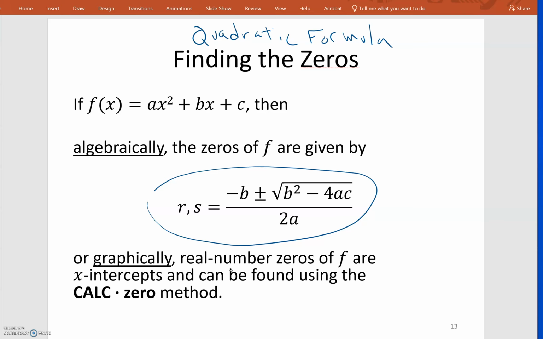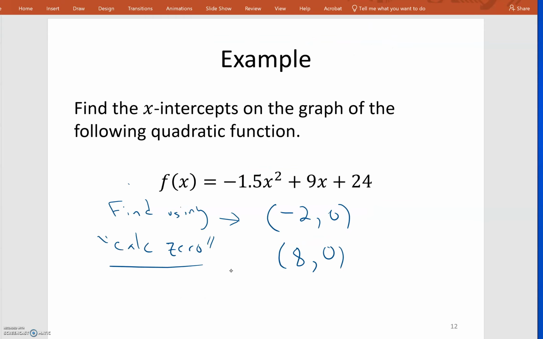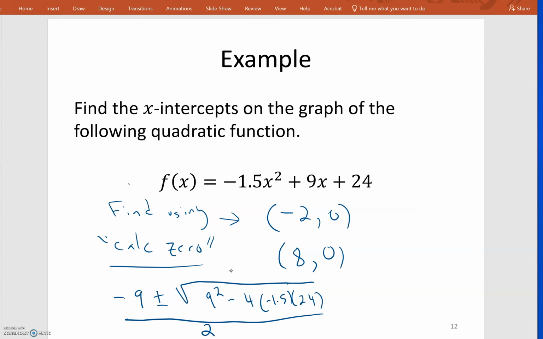So this is great because it always works. You don't have to have a calculator for it. So in this case, I'll just quickly set one up. -b would be -9 plus or minus the square root of 9 squared minus 4 times a times c, all that under the radical, over 2 times negative 1.5. Now if you run this computation, and notice that this is a plus and minus, so you actually have two answers here. One of them will be negative 2, and the other one would be 8.